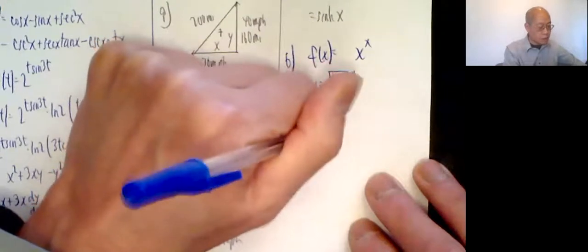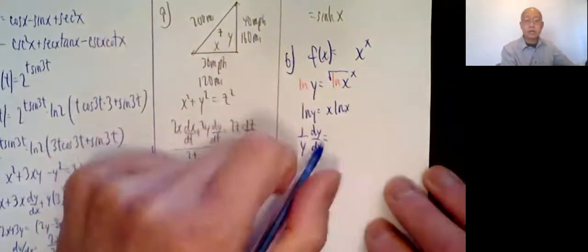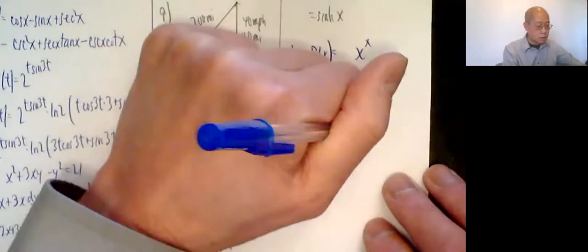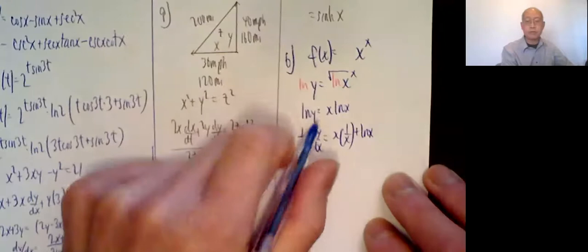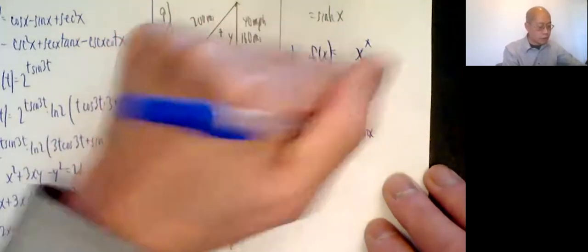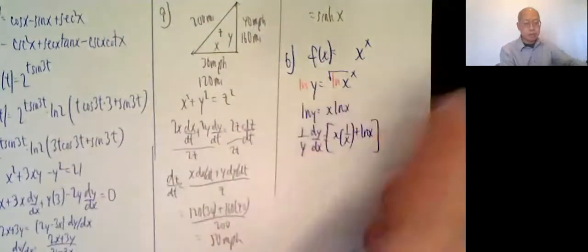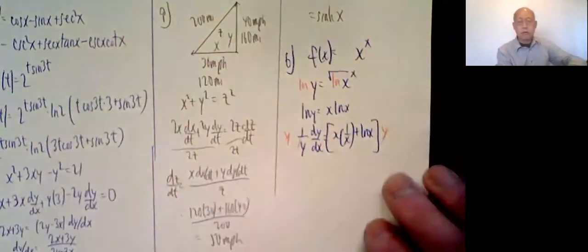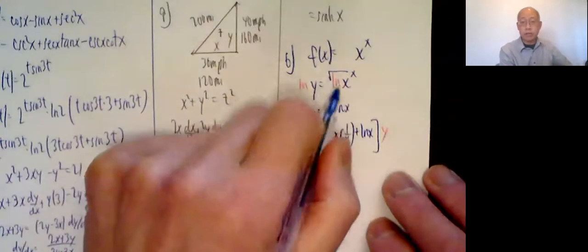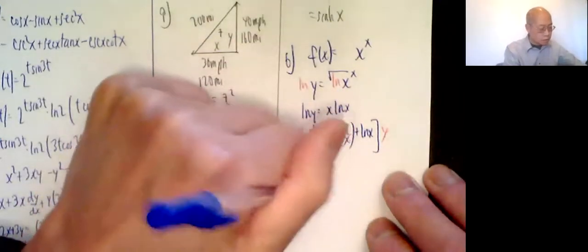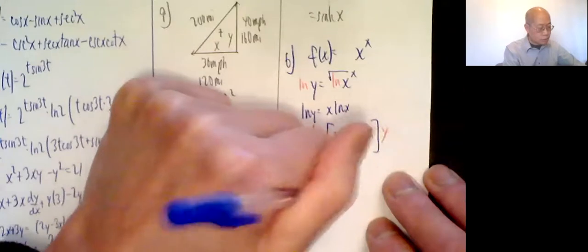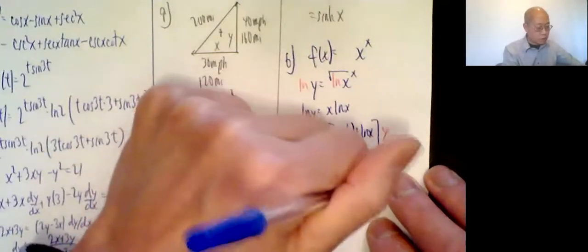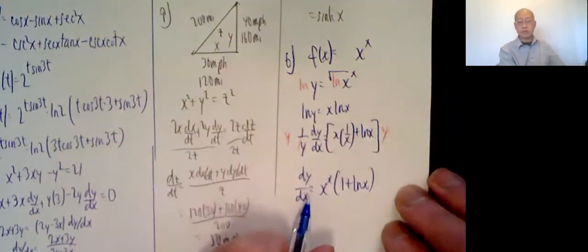1 over y dy dx equals a product rule. First times the derivative of the second, plus second times the derivative of the first, but that's just 1, so I don't have to write anything. And just multiply both sides by y. Cancels out, but you don't leave it as y, you write what it originally was, which was x to the x. So dy dx is equal to y, x to the x, and that cancels out, leaving 1 plus ln x for number 6.